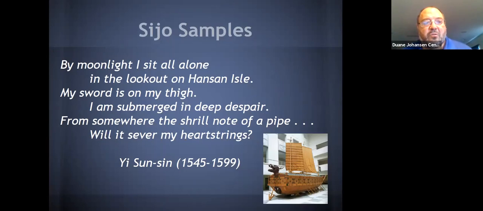This is Yishun Shin's famous poem from 1599. By moonlight, I sit all alone in the lookout on Hudson Isle. My sword is on my thigh. I am submerged in deep despair. From somewhere, the shrill note of a pipe. Will it sever my heartstrings?